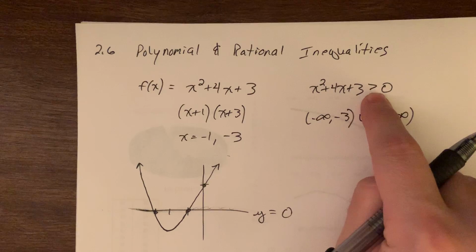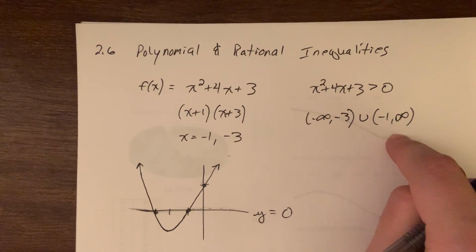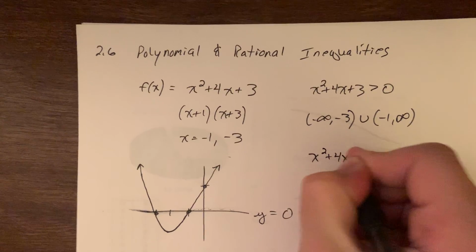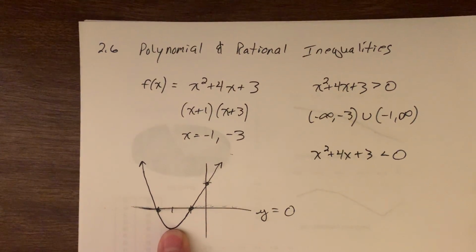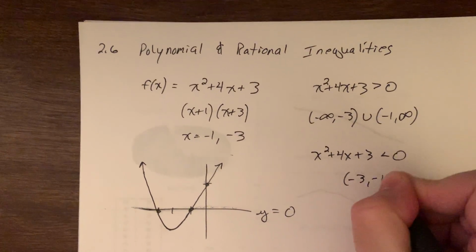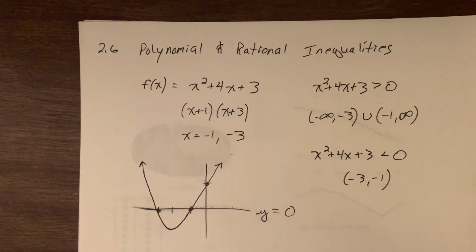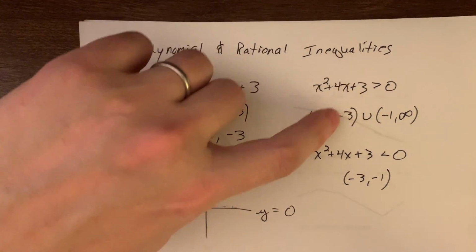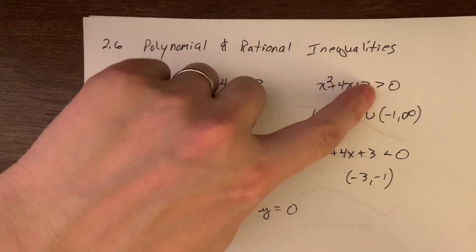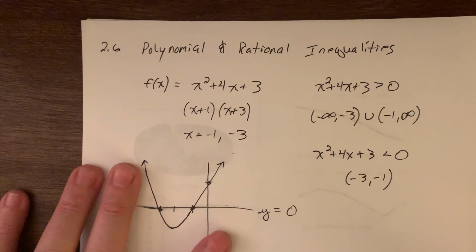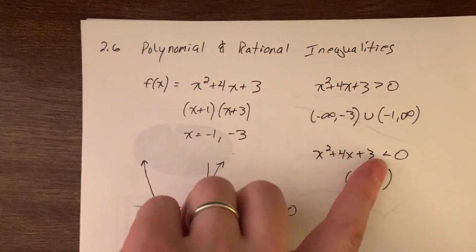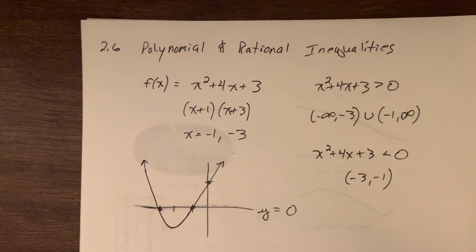If this was a greater than or equal to, then we would just include these endpoints. If we wanted x squared plus 4x plus 3 less than 0, now we want the region where this is below the x-axis. So I would just be looking at this little section, and I would get this smaller interval. There's nothing that tells us that greater than 0 leads to 2 intervals and less than is 1, or that greater than gets the infinities and less than does not. That's just what happened in this particular example. So if we can look at a graph of the polynomial or the rational inequality, we could answer the inequalities by just looking where we're above or below the x-axis.